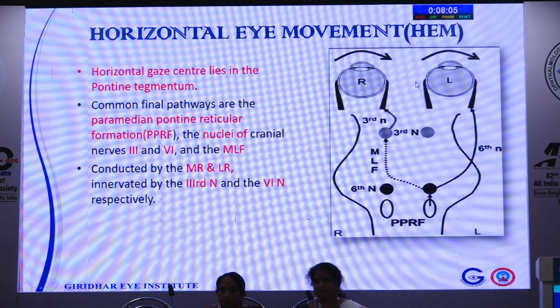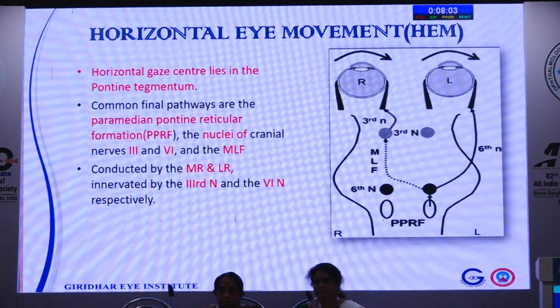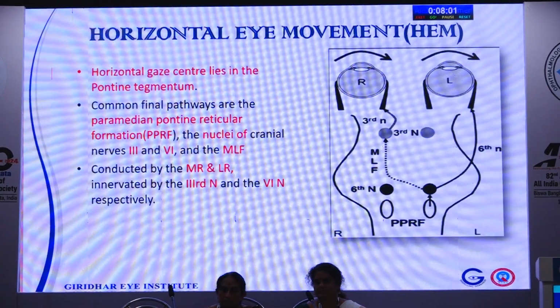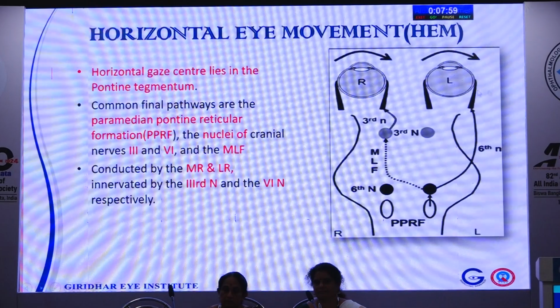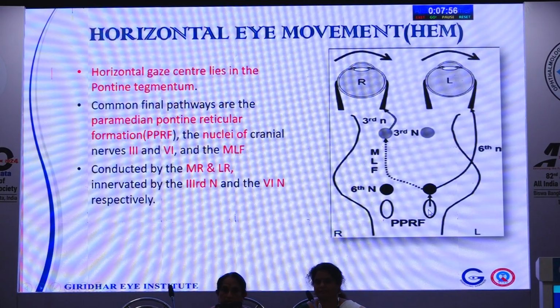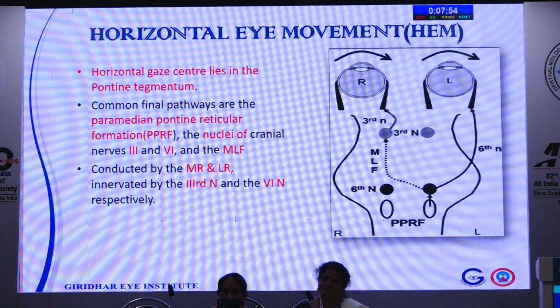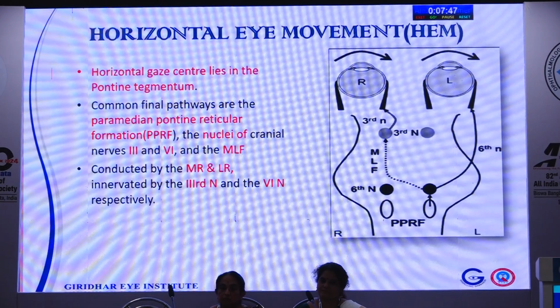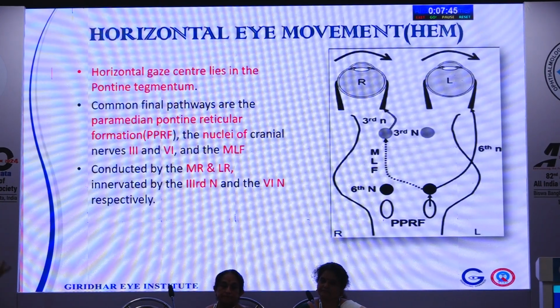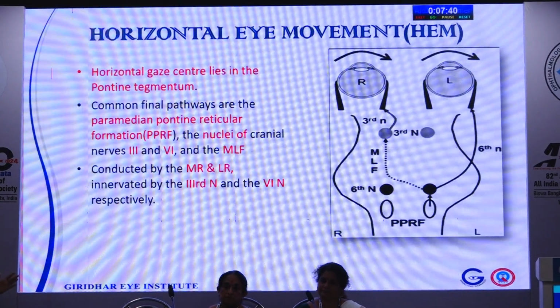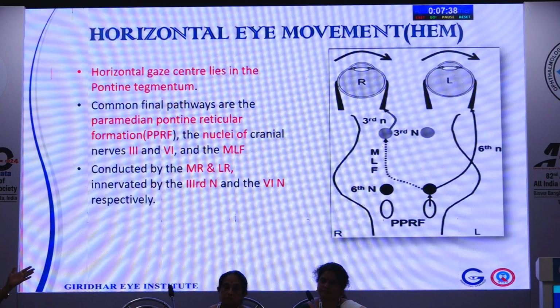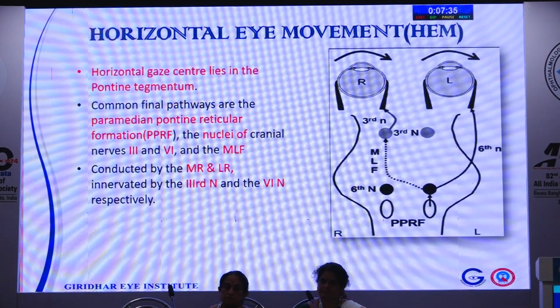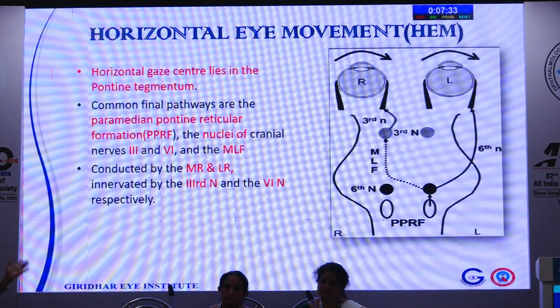For horizontal eye movement, the important thing to remember is the center is in the pons, the pontine tegmentum. You have the PPRF or paramedian pontine reticular formation and the 6th nerve nucleus, and from there the command goes to the same side lateral rectus. The 6th nerve nucleus talks to the 3rd nerve via a channel known as the medial longitudinal fasciculus, and a conjugate movement is made. So the lateral rectus on one side and the contralateral medial rectus contract and you have a conjugate movement to one side. This is your horizontal gaze.